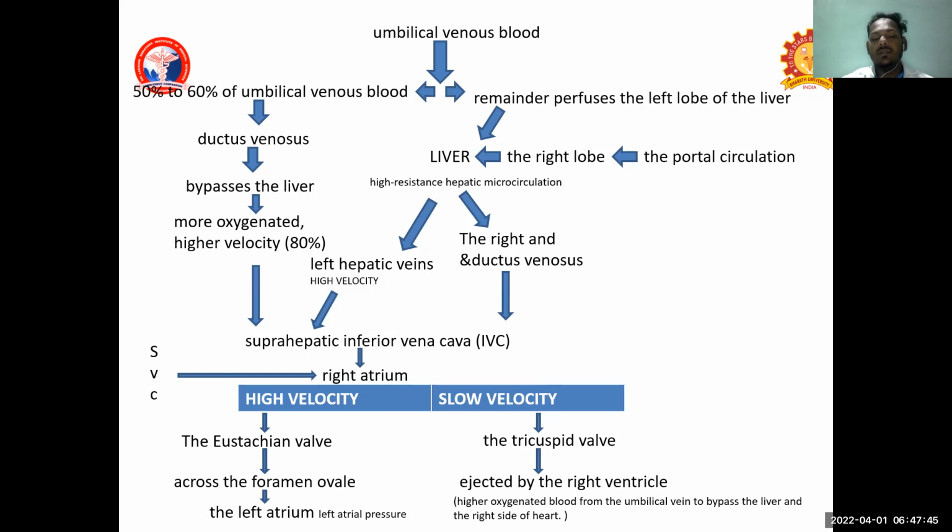Higher oxygenated blood from the umbilical vein bypasses the liver to the right side of the heart.